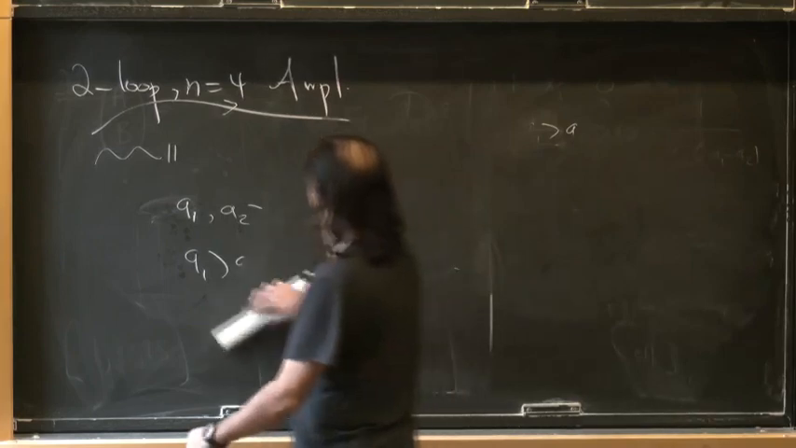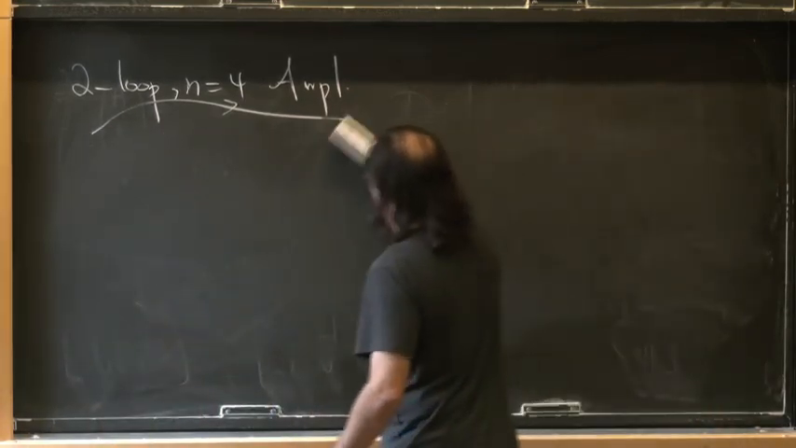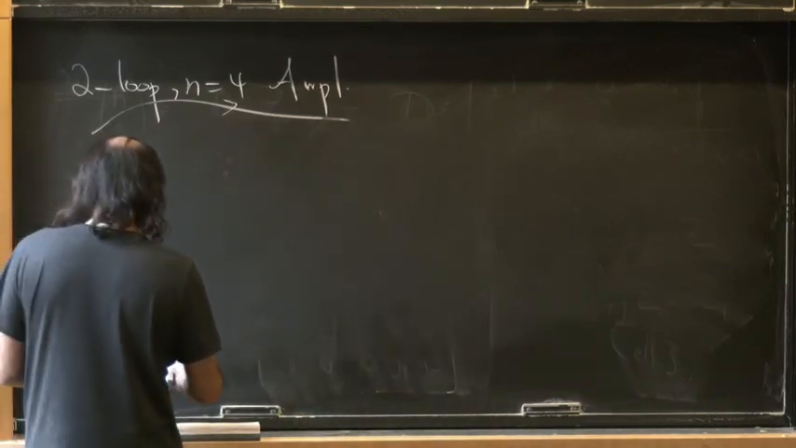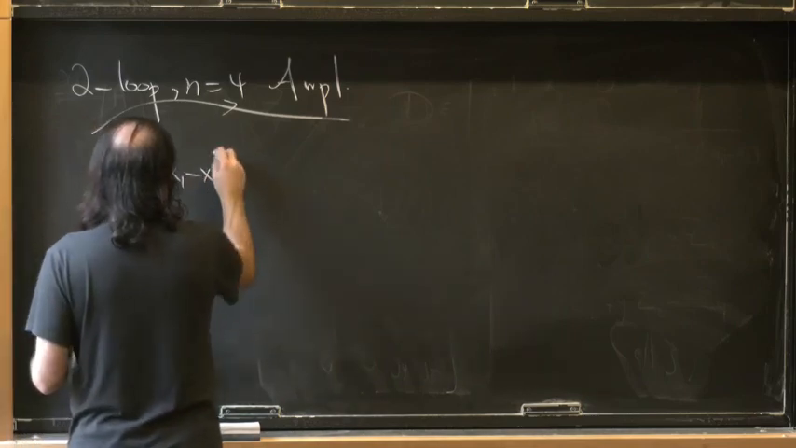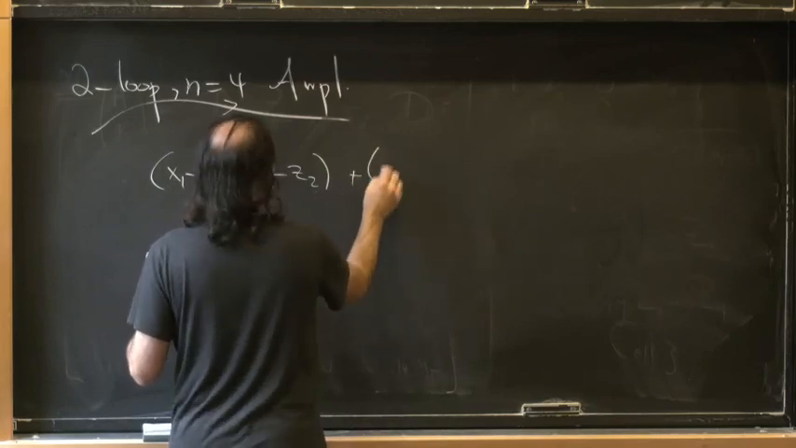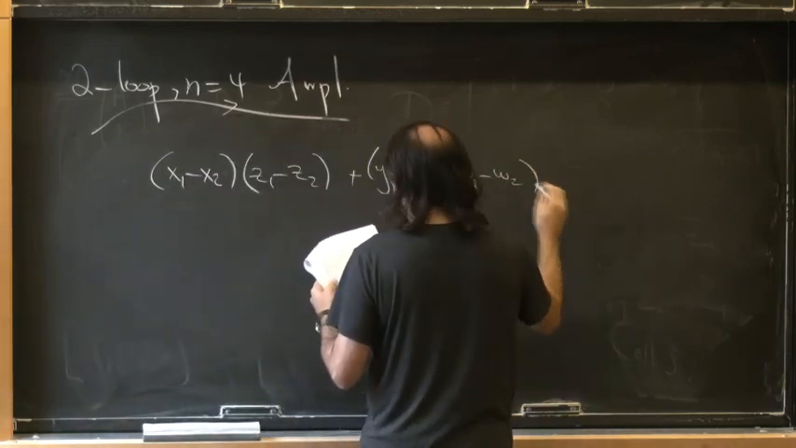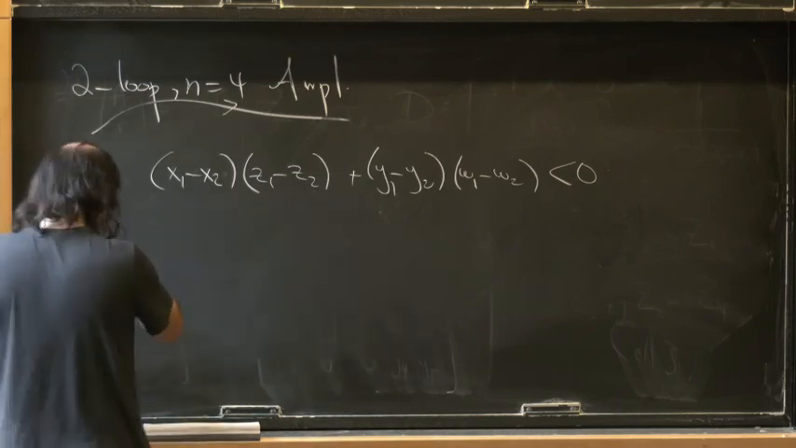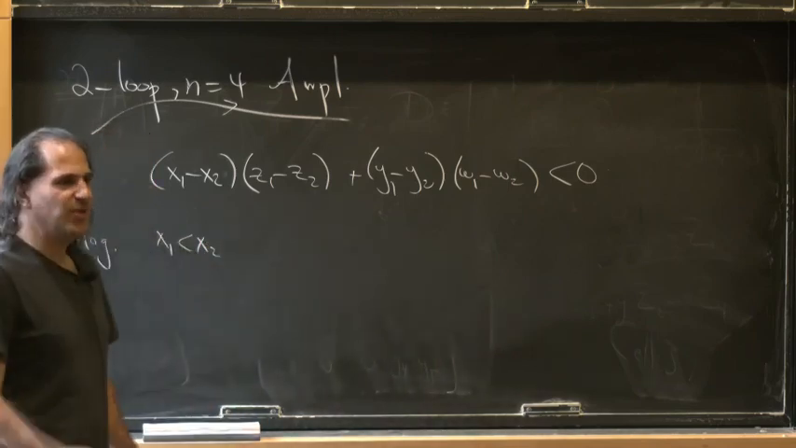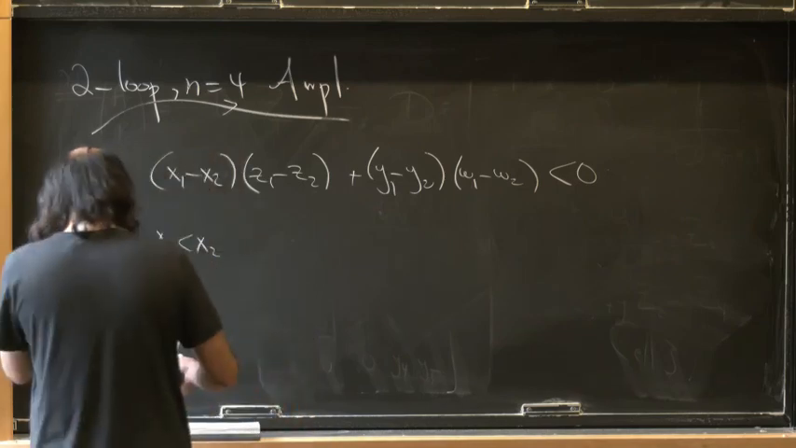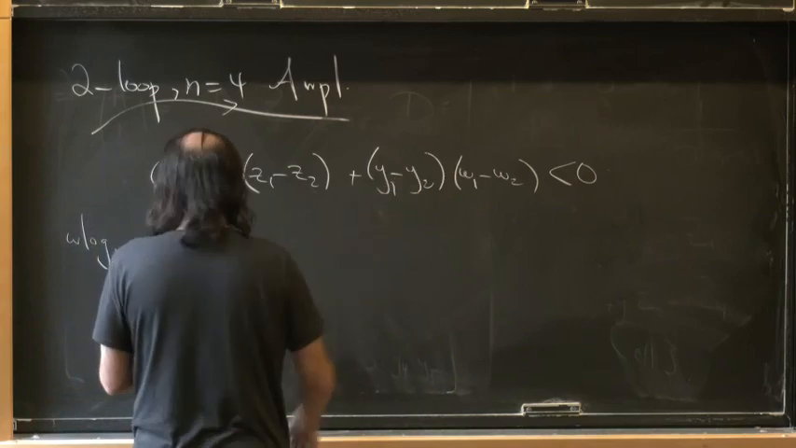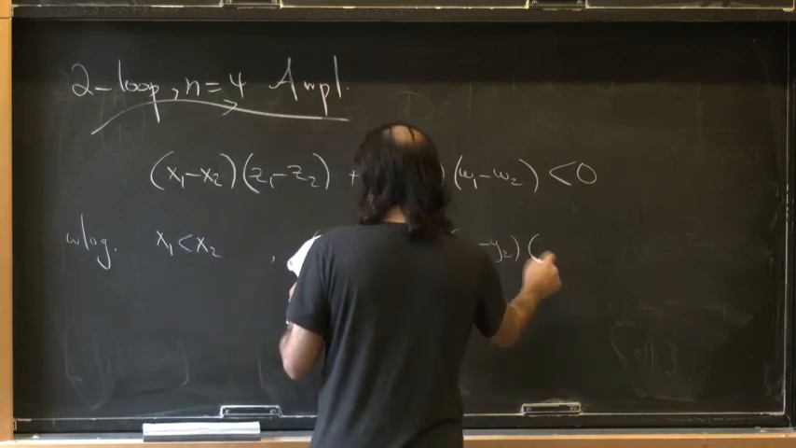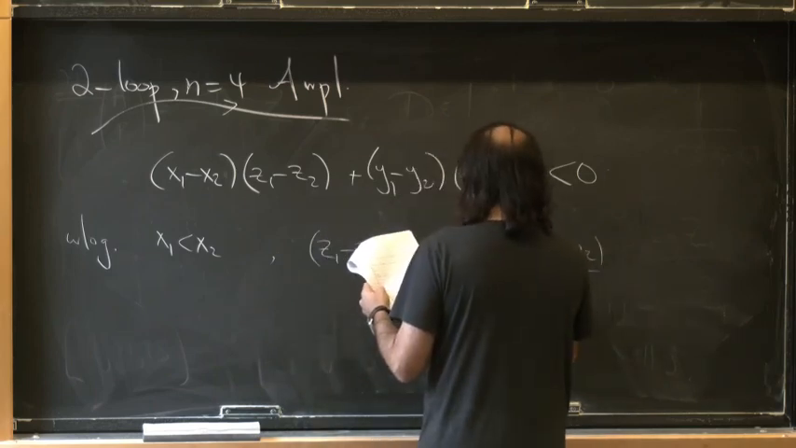So let's just see how we can triangulate our region. Let's look at our equation 2 (n=4). We just have the equation x1 minus x2, z1 minus z2, plus y1 minus y2, w1 minus w2 is negative. Without loss of generality, I'm going to assume that x1 is less than x2, and then we'll go back at the end and swap 1 and 2 to do the other case. So I can bring it to the other side and divide, and I discover that I have to have z1 minus z2 greater than y1 minus y2, w1 minus w2 over x2 minus x1.